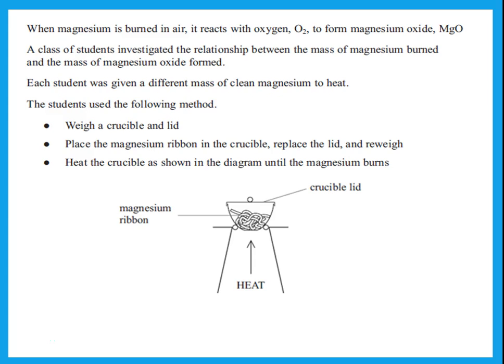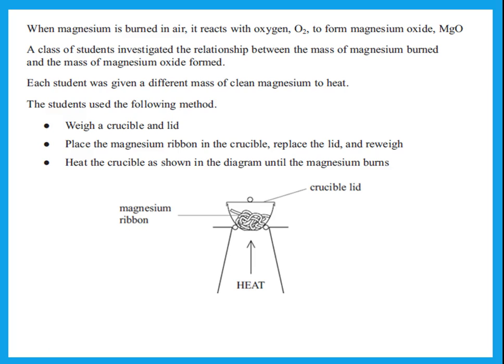Okay, another question. When magnesium is burned in air, it reacts with oxygen to form magnesium oxide. A class of students investigated the relationship between the mass of magnesium burned and the mass of magnesium oxide formed. Each student was given a different mass of clean magnesium to heat. The students used the following method.